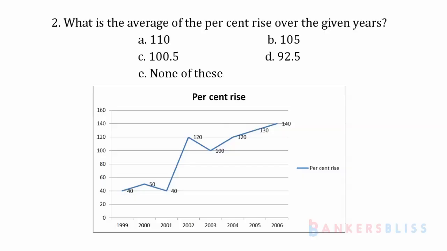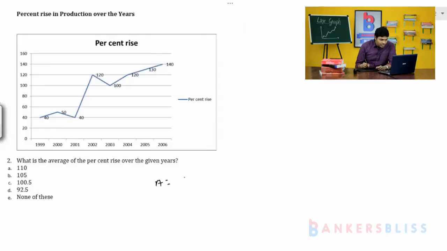Problem number 2. What is the average of the percent rise over the years? See, you have to calculate the average. Over the years means from 1999 to 2006, you have to calculate the average. So average is equal to sum by n. So you have to calculate the sum of the given years.